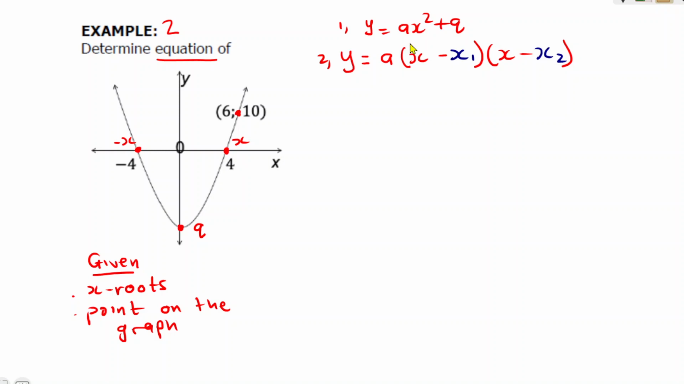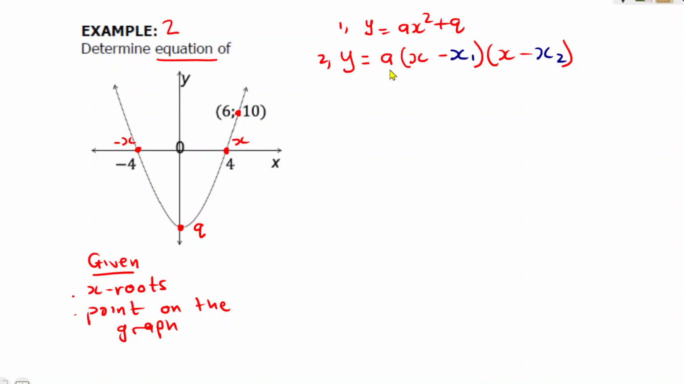In other words, there are two formulas that you have to know. The first one, you use it when you are given the turning point and the point on the graph. The second equation, you use it when you are given the point on the graph and the two roots of x. These are the only two formulas that you have to use in this particular section of this topic for the parabolic equation. So now, how to apply this formula to determine the equation of the graph?